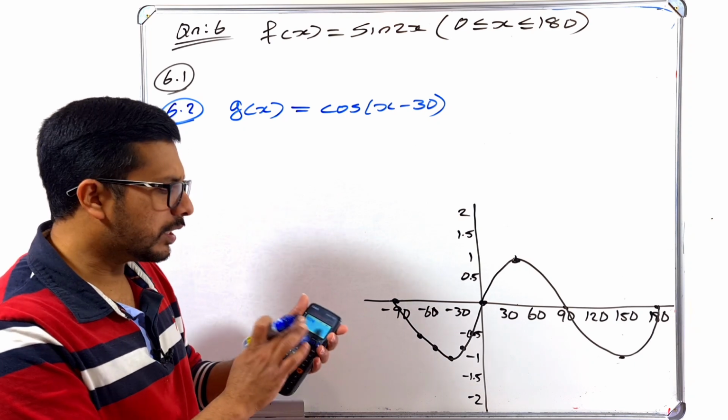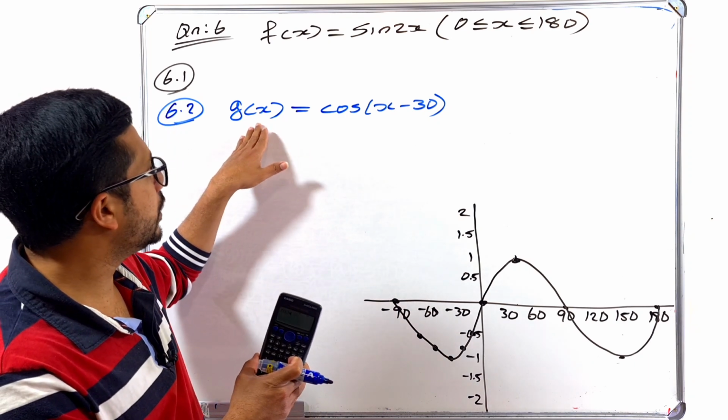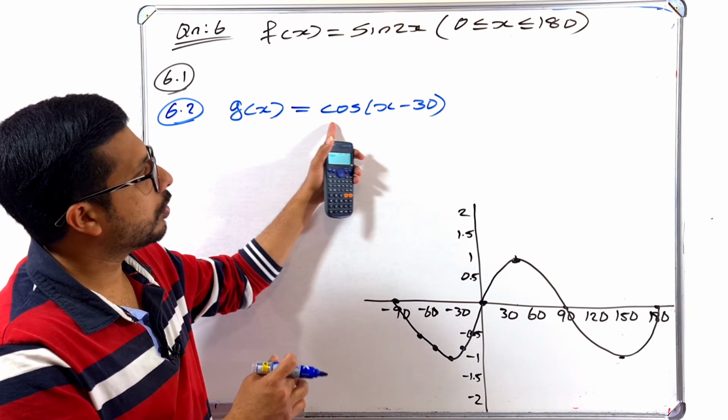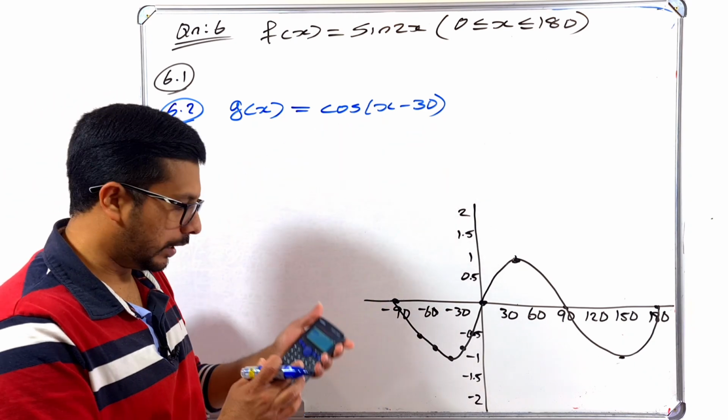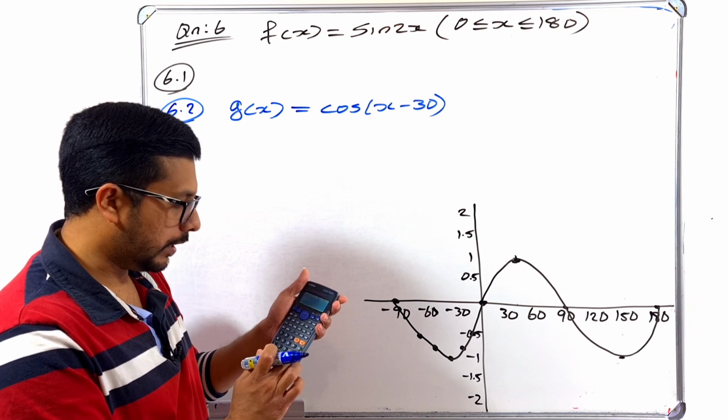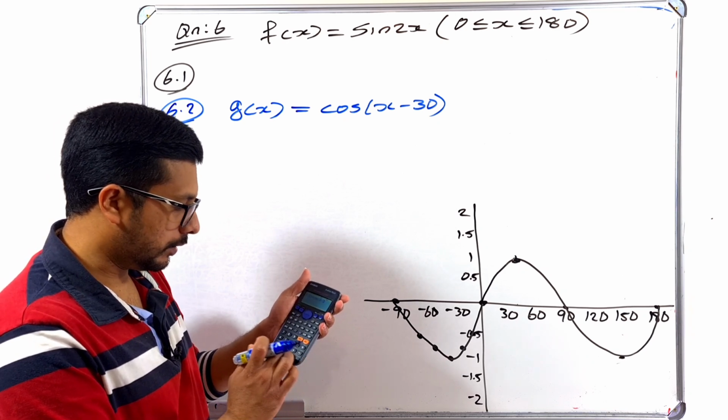Okay, but here doesn't matter. Here we can type this g of x as f of x. So what is here? Cos of x minus 30.